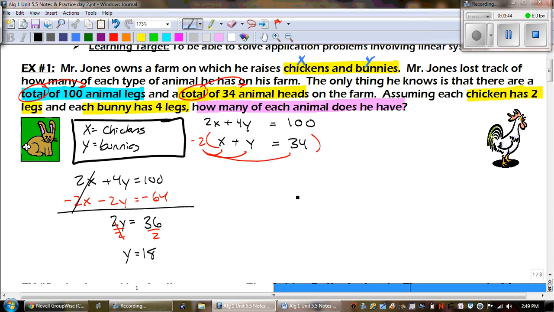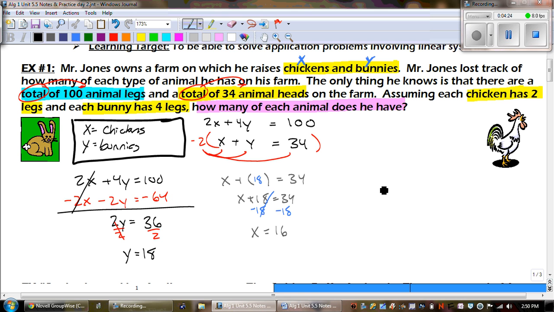Okay, so we're not done yet. We need to find out how many chickens we have because we just found out how many bunnies we have. I'm going to use the bottom equation, x plus y equals 34, and y is 18. So we don't really do anything in the first step because we're not multiplying. All we have to do is subtract the 18, and then we get that x equals 34 minus 18 is 16.